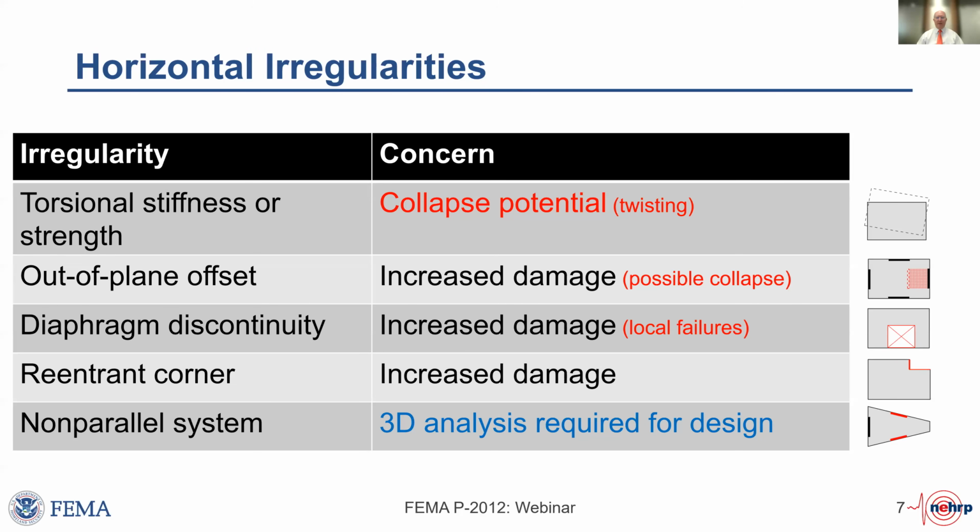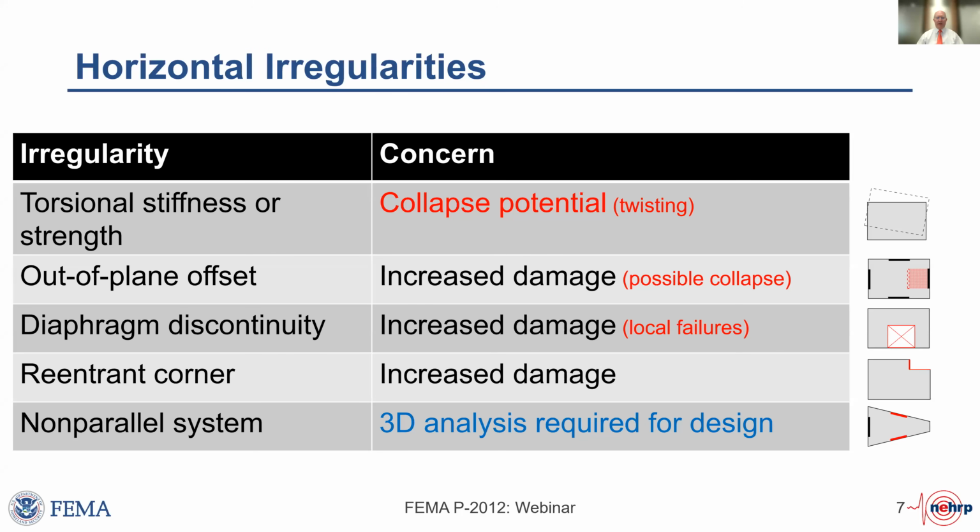The way that diaphragms of a building are laid out and configured can cause problems. Local failures, usually not a global collapse, but those local failures can also be dangerous. Reentrant corners, so where there are separate wings in the diaphragm, they can respond dynamically out of sync with each other, and there can be increased damage.